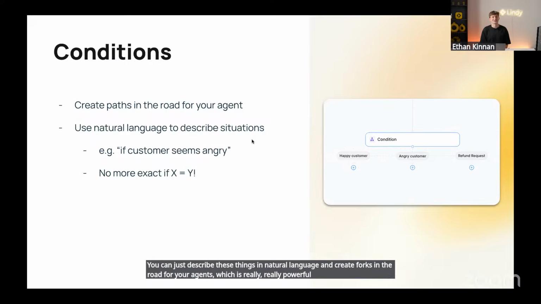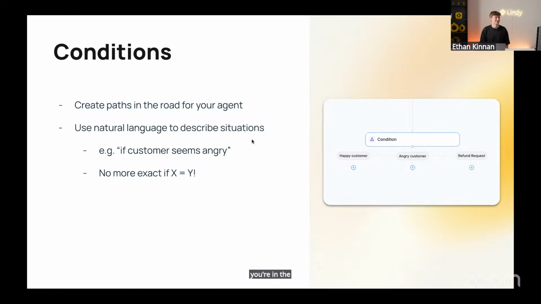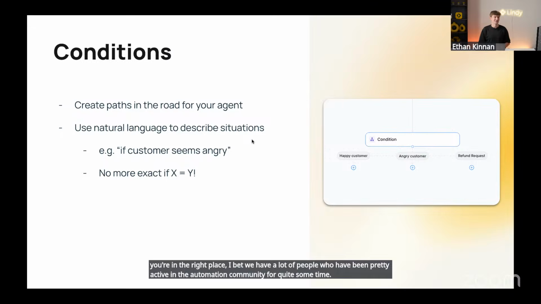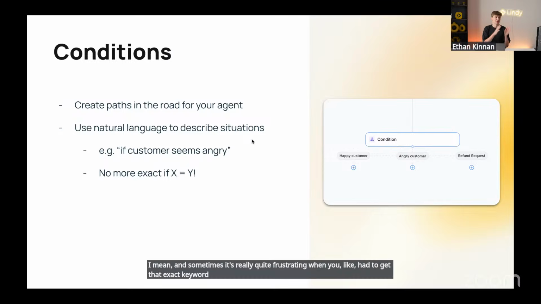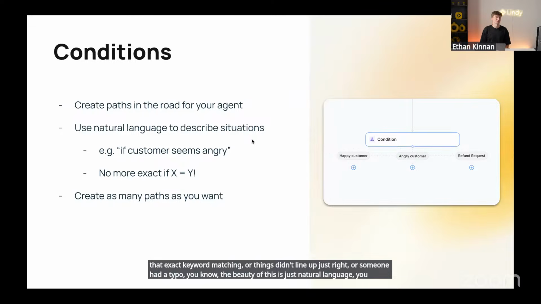No more exact x equals y. If you have people that kind of use it, I think you're in the right place. I bet we have a lot of people who have been pretty active in the automation community for quite some time. And sometimes it's really quite frustrating when you had to get that exact keyword matching or things didn't line up just right or someone had a typo. The beauty of this is just natural language. You just create as many paths as you want.